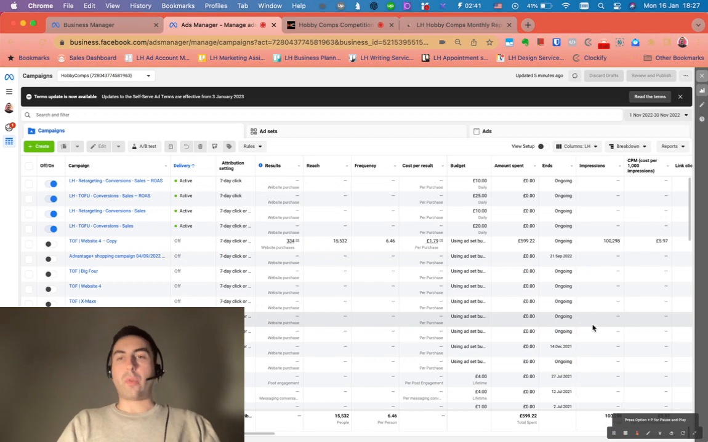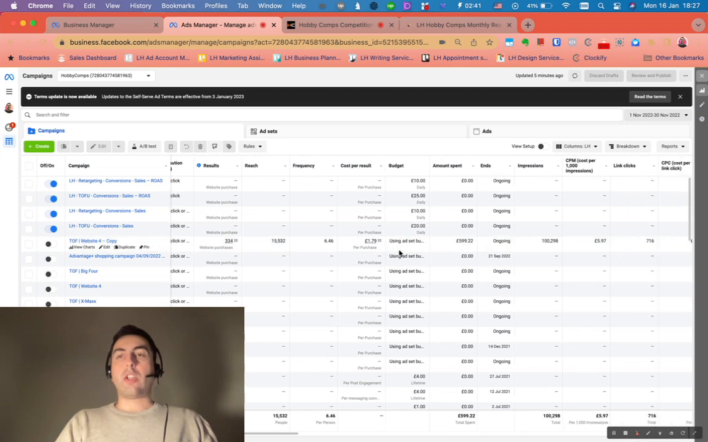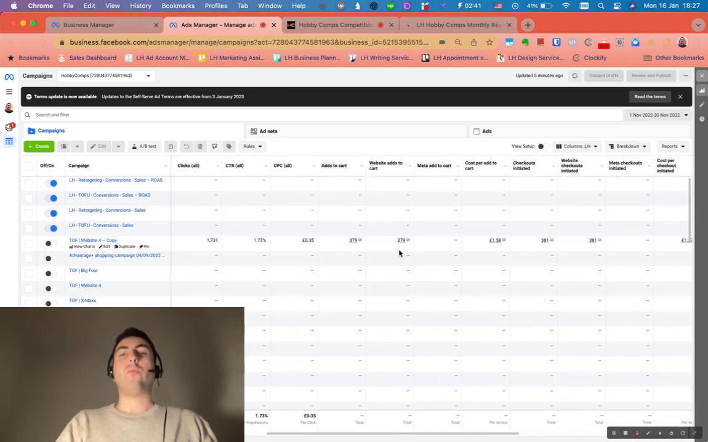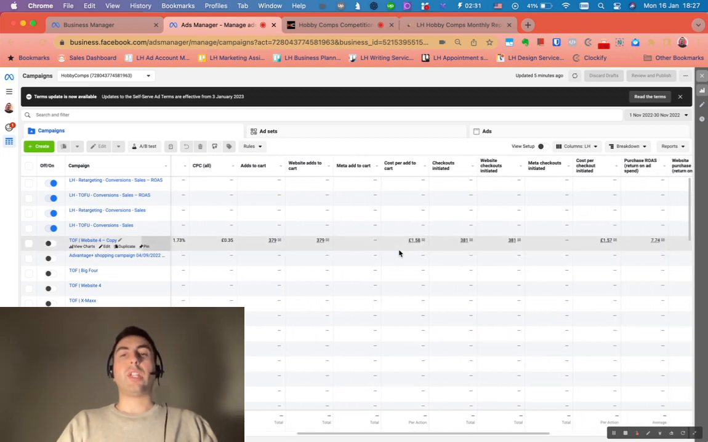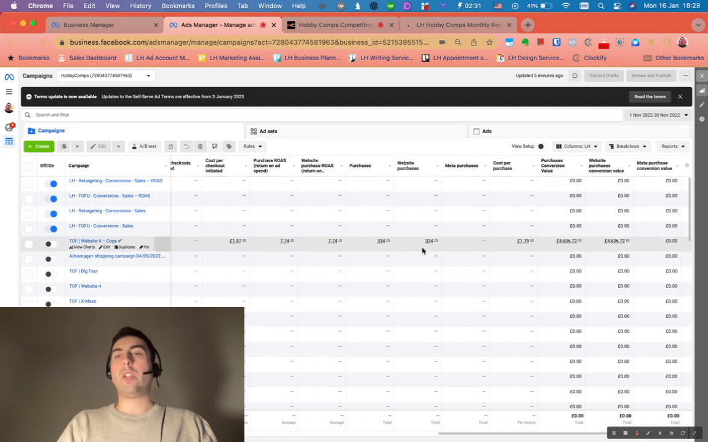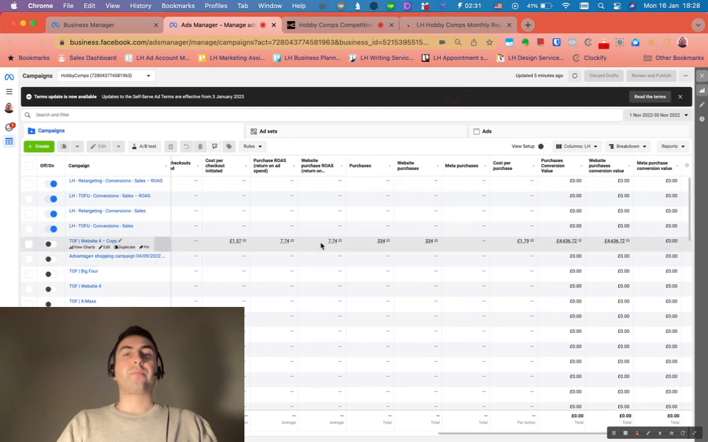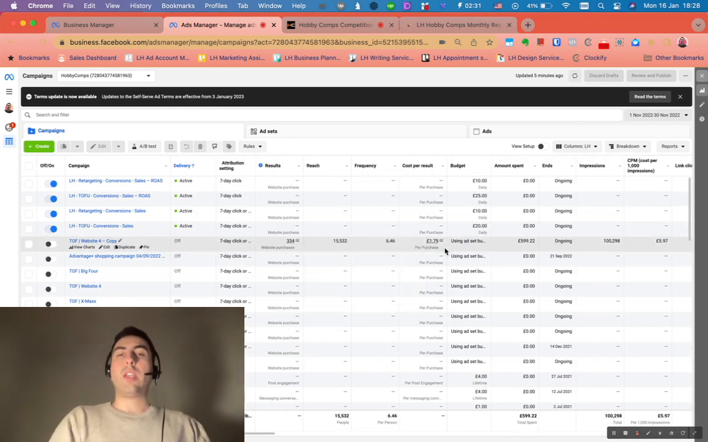Now, when the client came to us, they were seeing good performance, but the issue really was that they wanted to scale up the ad account to run at a higher ad spend and still achieve a similar return. So we're looking at the performance here of November 2022. They saw a 7.7 times return on ad spend, which is pretty good. They saw a low cost per purchase of £1.80.